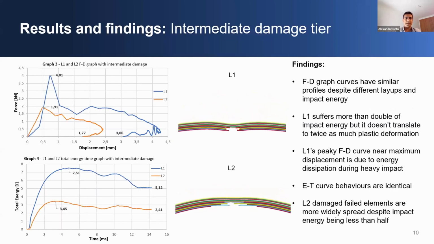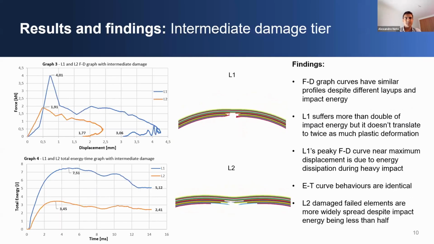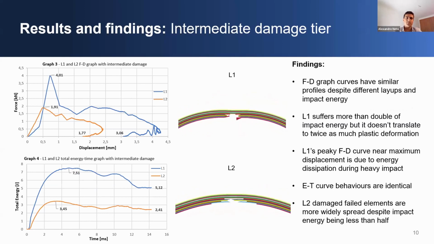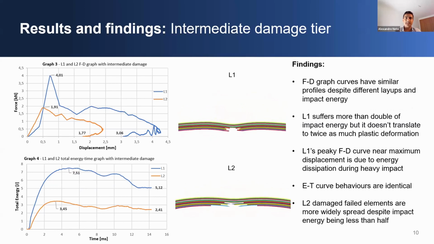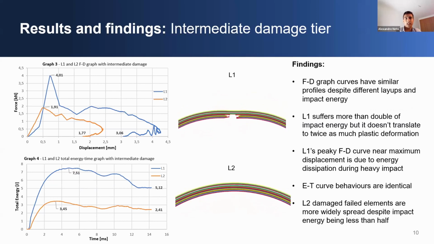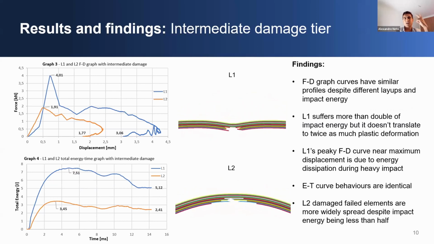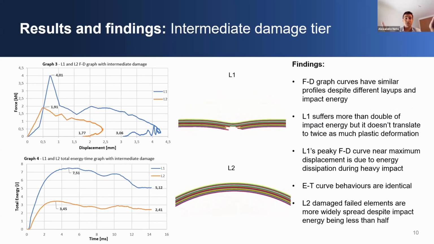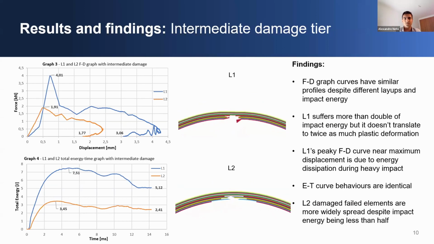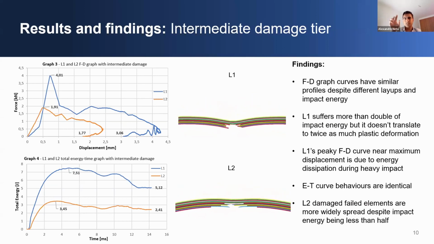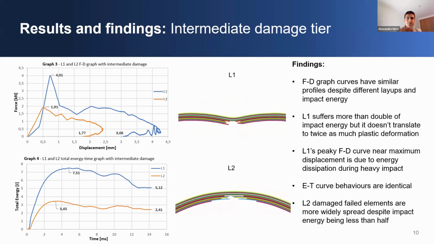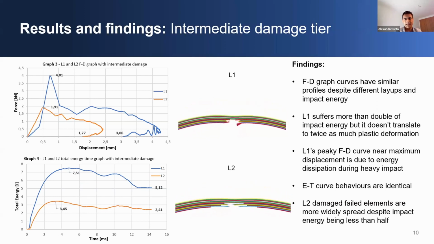Moving to the intermediate damage tier, we can see that the force displacement graph curves have similar profiles despite different layups and impact energy. That L1 suffers more than double the impact energy, but it doesn't translate to twice as much plastic deformation, which is curious. That L1's peaky FD curve near the maximum displacement is due to the energy dissipation during heavy impacts.